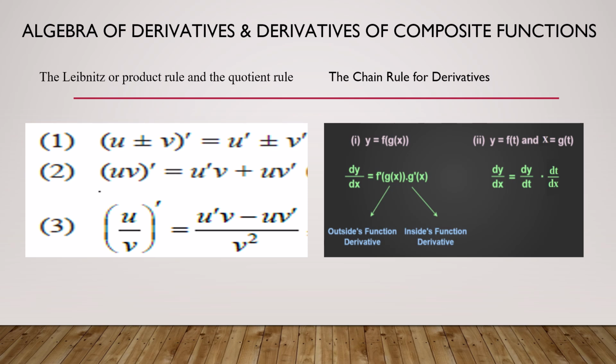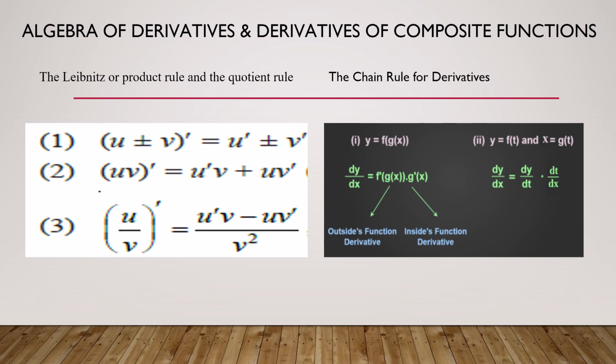Now we also have the chain rule for derivatives. First part of the chain rule says that if you are having a function y is equal to f of g of x, like for example, if you want to find the derivative of sine of 5x, then the derivative will be equal to, first you have to take the derivative of the outside function into the derivative of the inside function. First sine, the derivative is cos, so it will be cos of 5x into derivative of 5x, which is 5. So this is how you use the chain rule.